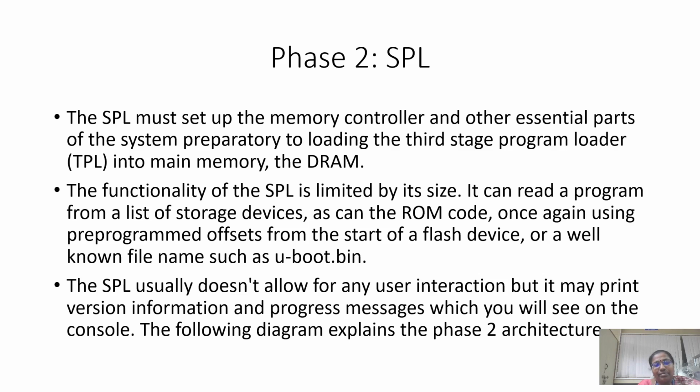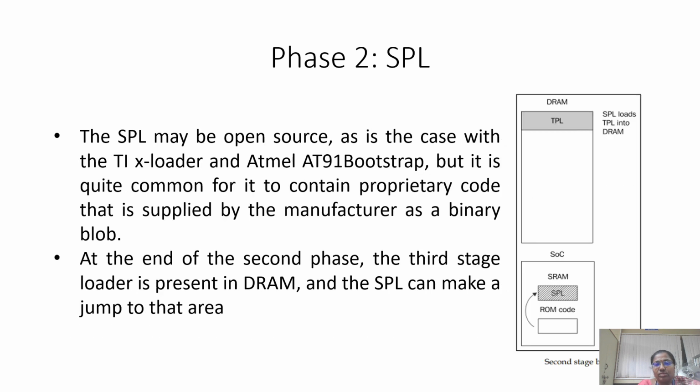The secondary program loader usually does not allow for any user interaction, but it may print various version information and progress messages which you will see on the console. This diagram explains phase 2. In the case of the U-Boot architecture, the SPL loads the third stage program loader into the DRAM. At the end of the second phase, the third stage loader is present in the DRAM and the SPL can jump to that area.